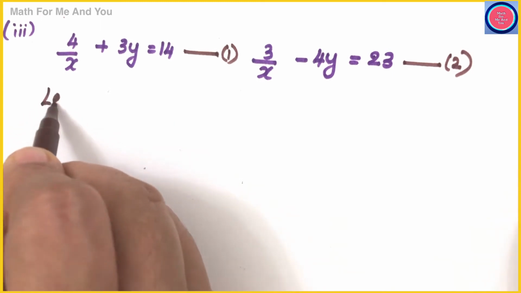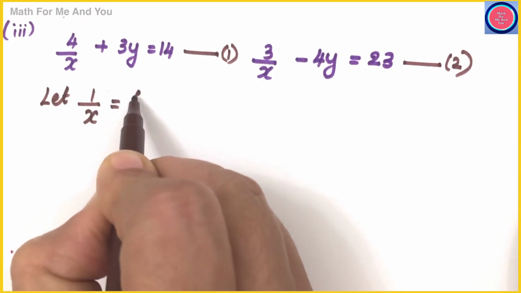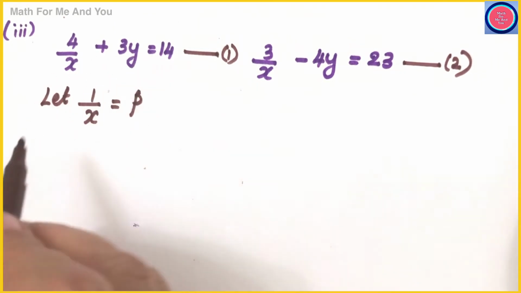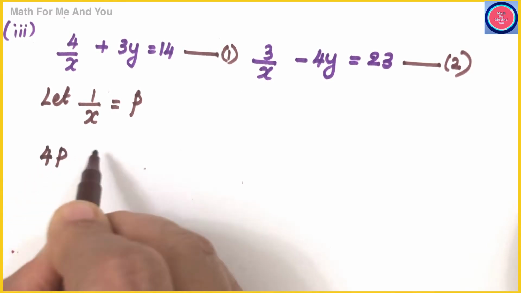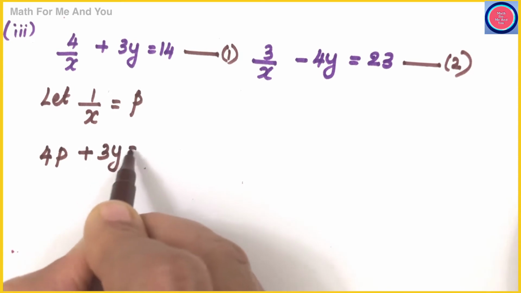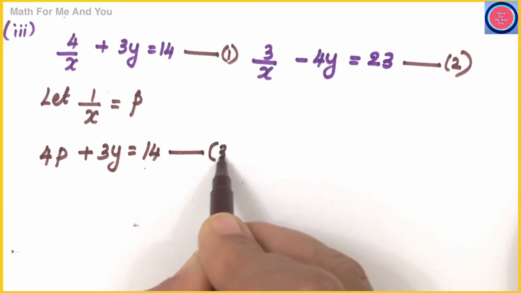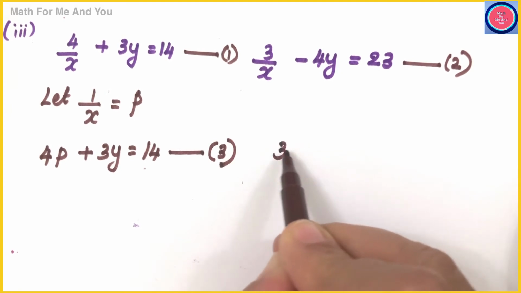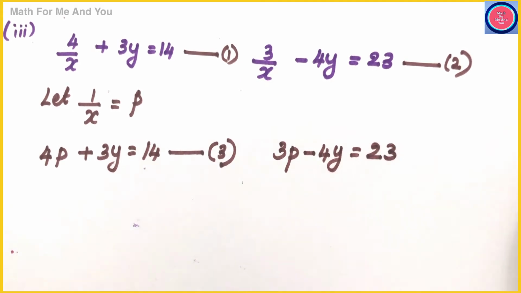Okay, so we change x. How can we write? We take 1 over x as p, and then we are going to reduce the equation. Both the equations we have to rewrite. 4 times 1 over x, we write it as 4p plus 3y is equal to 14. Since it is a new equation, we could mark this as equation number 3. And equation 2 we can reduce. 3 times 1 over x, it is 3p minus 4y is equal to 23. We want to find value of p and y.